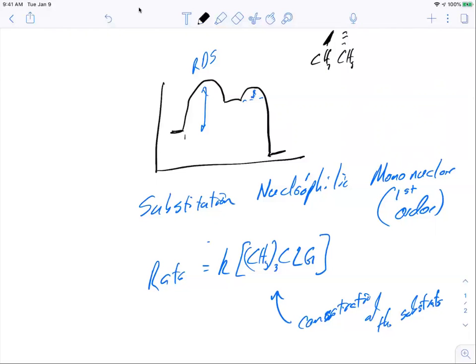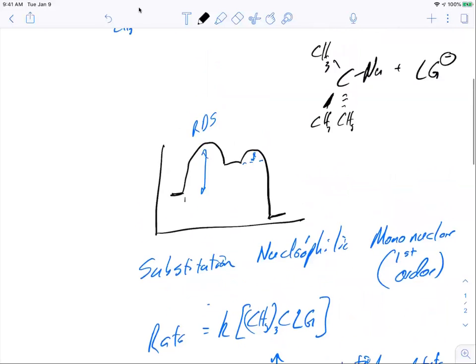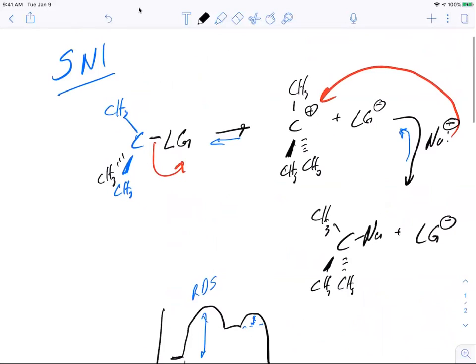So by changing the concentration of my nucleophile, if we think about up here, I can increase the amount of nucleophile in solution versus the amount of the leaving group in solution. That can impact the probability that the nucleophile will substitute for the leaving group, but that doesn't change the rate of the reaction.